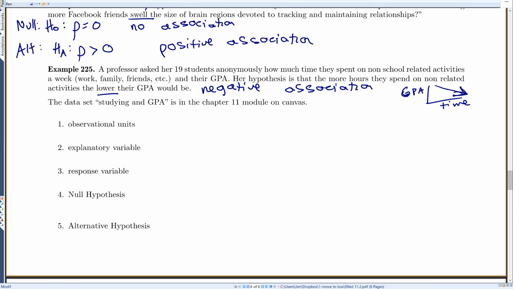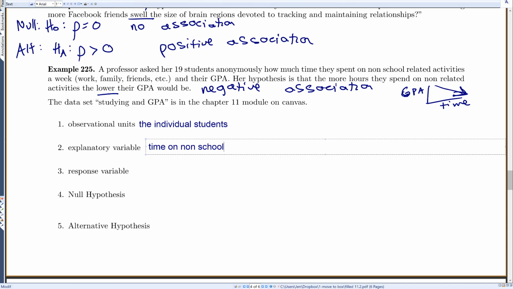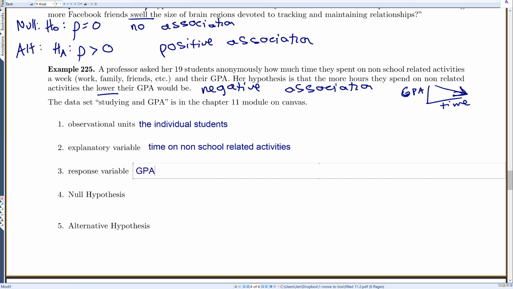But to start with, what would be the observational units? That would be the individual students, and there are 19 of them. The explanatory variable is the time on non-school related activities. The response variable is their GPA. We should be in the habit of always classifying these. Time on non-school related activities is numerical, quantitative. And GPA is also numerical, so quantitative as well.